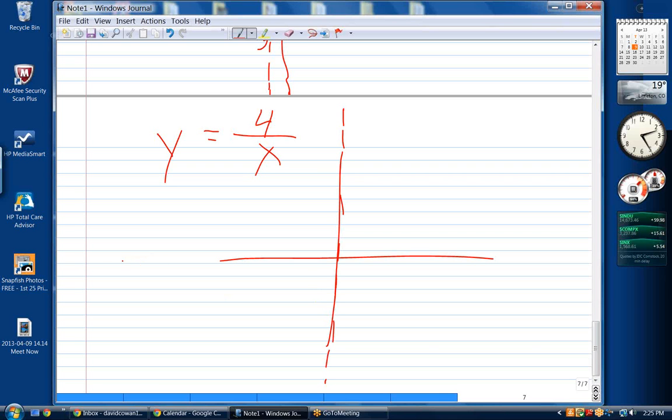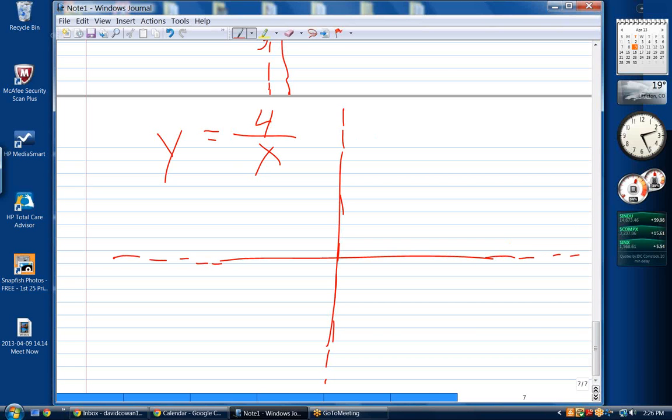And the horizontal asymptote? Remember, if there's no variable in the numerator, it's 0. It's always 0 if there's no vertical shift or anything. So there's our two asymptotes.